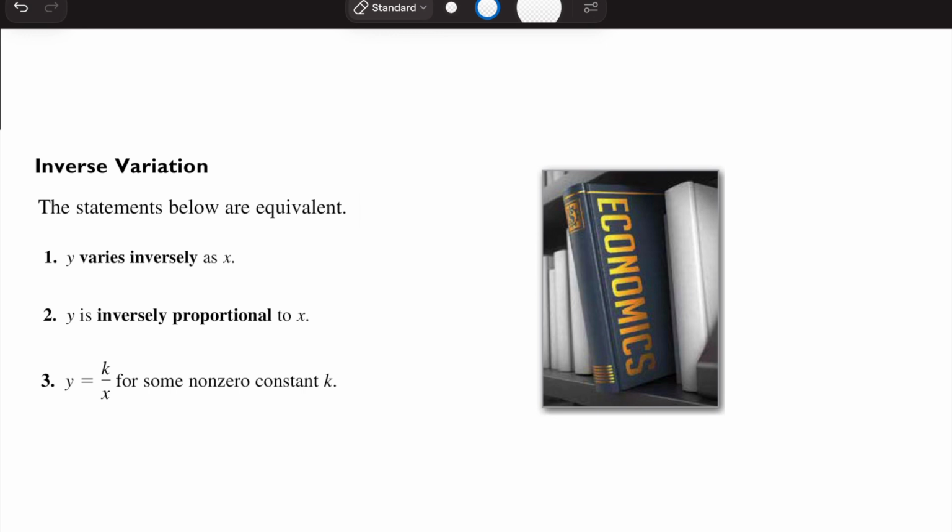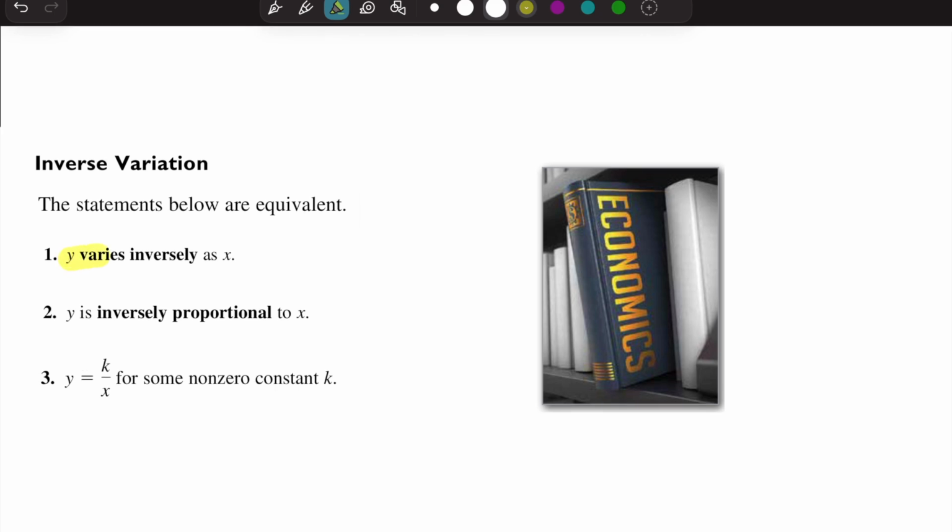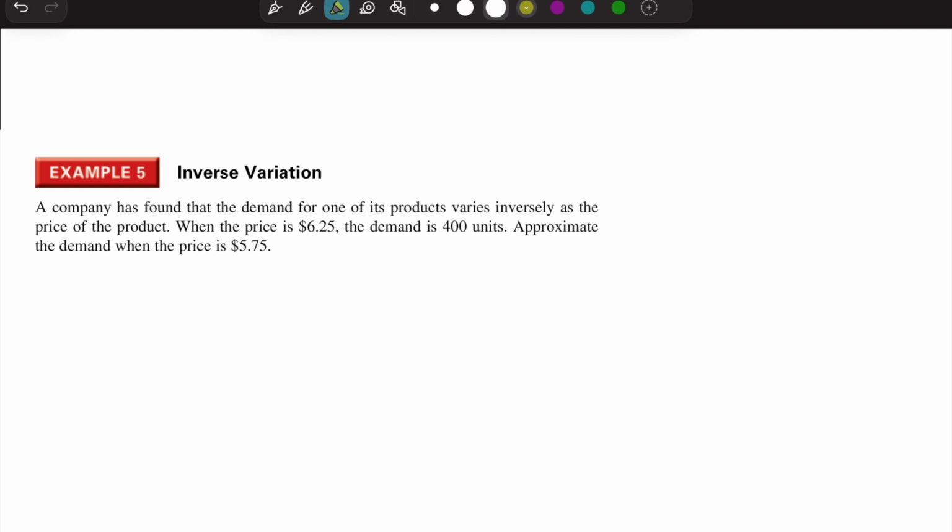Okay, on to inverse variation. So the statements below are equivalent. Y varies inversely as x. Y is inversely proportional to x. And those both tell us that this is the relationship. Y equals k over x. Again, k is our constant of proportionality. So now instead of multiplying by our independent variable, we're dividing by it. So let's take a look.